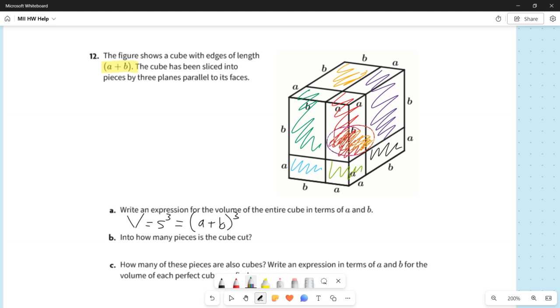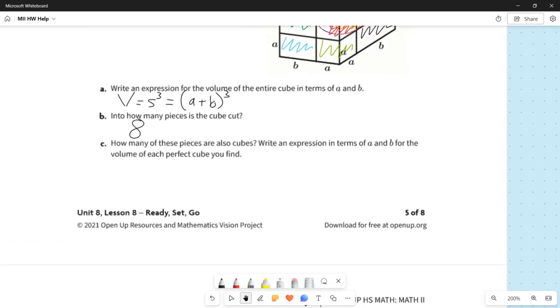And hopefully you can see how, if you take a cube and cut it once, twice, 3 times, you're going to have 4 pieces on the top and 4 pieces on the bottom. You're going to have 4 pieces on the left and 4 pieces on the right. So no matter how you do this, it is cut into 8 pieces. So our answer for B is 8.